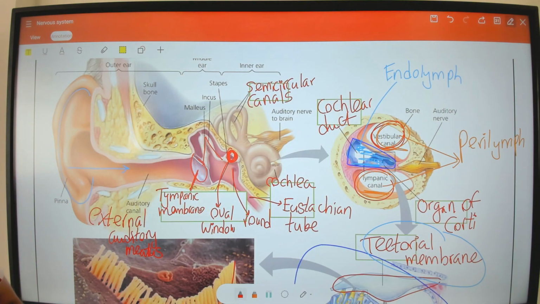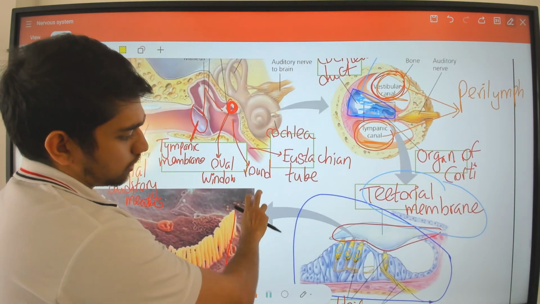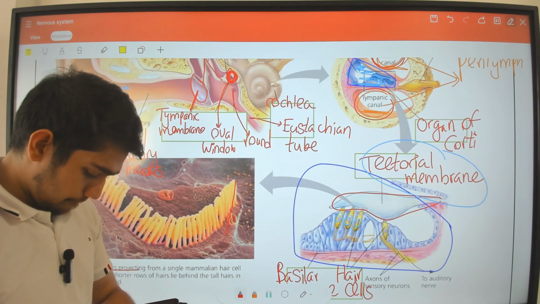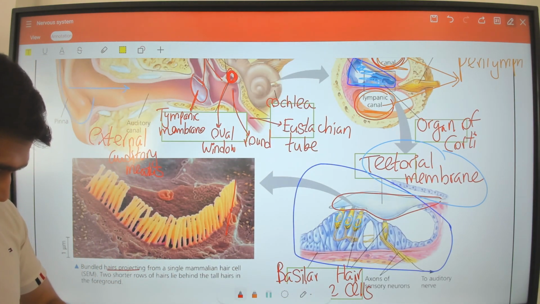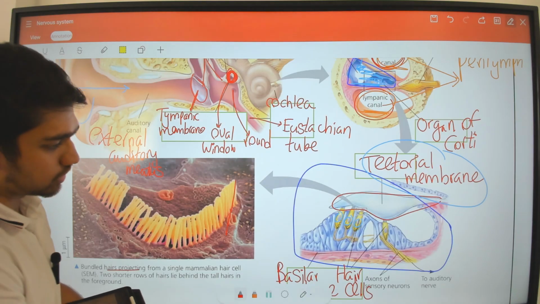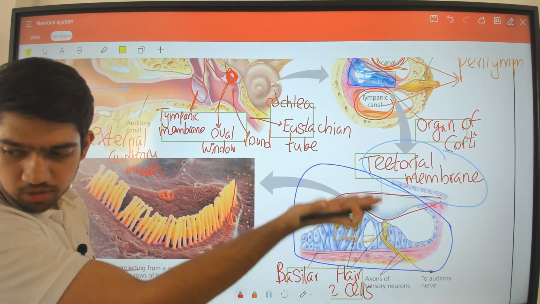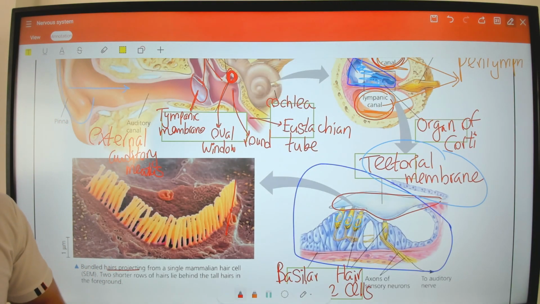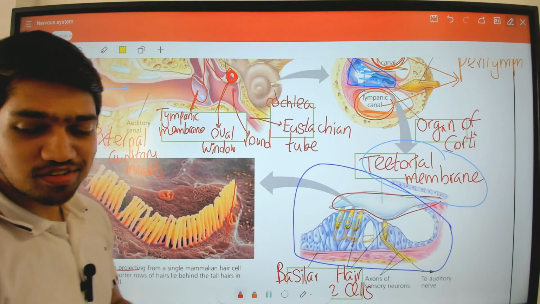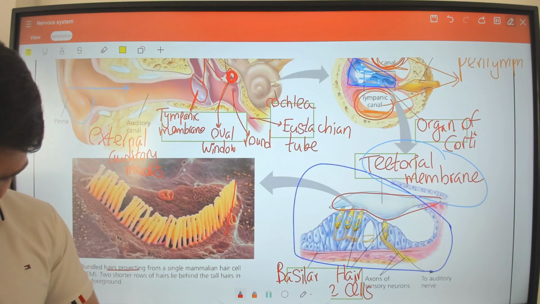Okay. Most fluid pressure waves in the vestibular canal are transmitted to the endolymph of the cochlear duct, which push down on the basilar membrane. So the basilar membrane is pushed down. As a result, the basilar membrane and the attached hair cells vibrate up and down. What is moving together with the basilar membrane? The hair cells. Okay, the hair cells are vibrating up and down.